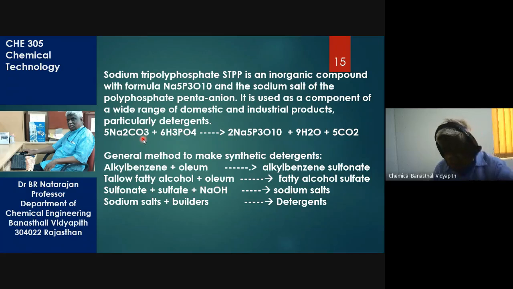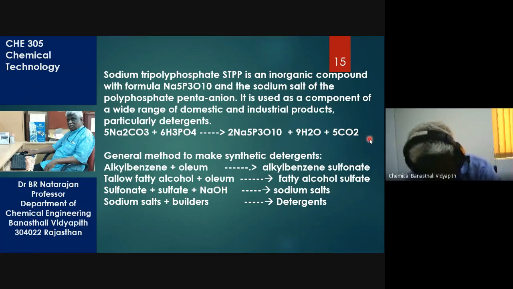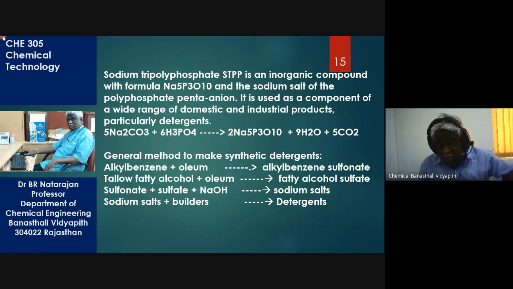5 times Na2CO3, sodium carbonate. Solvay process, don't forget. Na2CO3 plus phosphoric acid, you get this Na5P3O10. 5Na used here, 5Na has come out here. Plus water and carbon dioxide. This is sodium tripolyphosphate. So I am making a general method to make synthetic detergent.